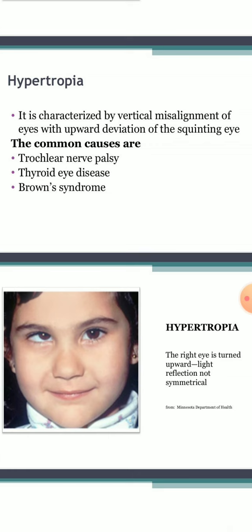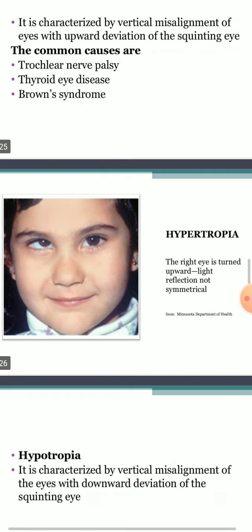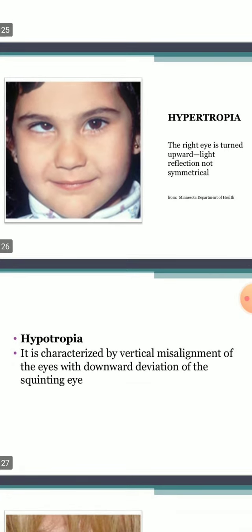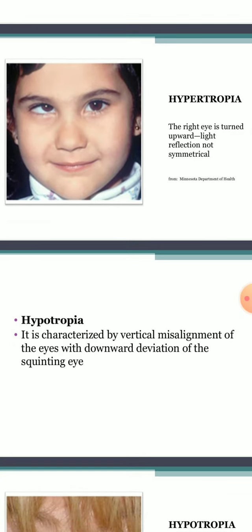Hypertropia. It is characterized by vertical misalignment of the eye with upward deviation of the squint eye. The common causes are trochlear nerve palsy, thyroid eye disease, and Brown syndrome. The right eye is turned upward, light reflection not symmetrical.